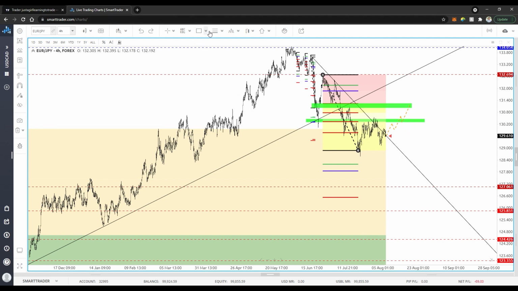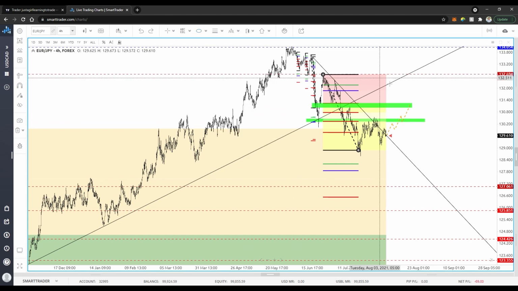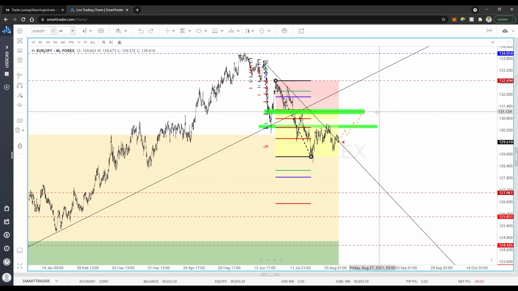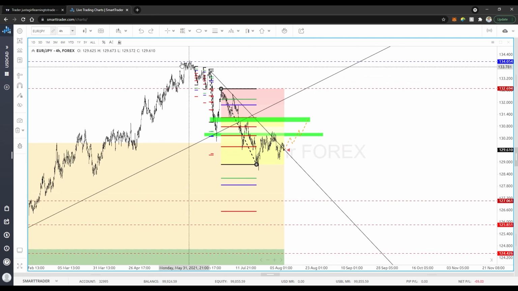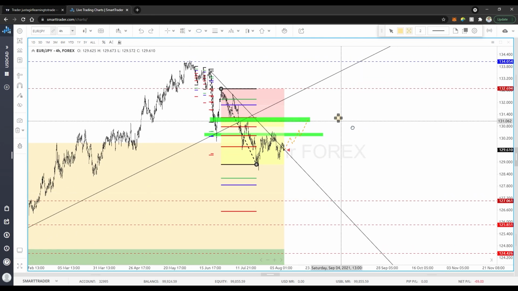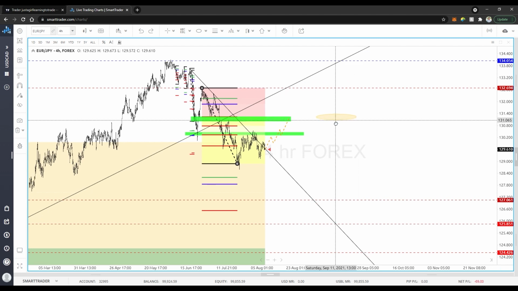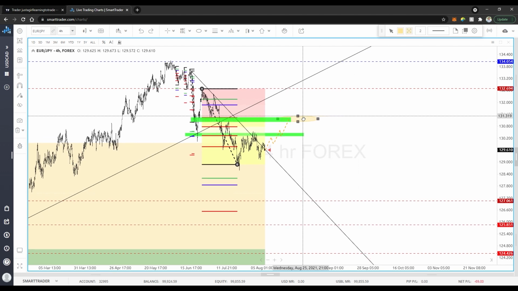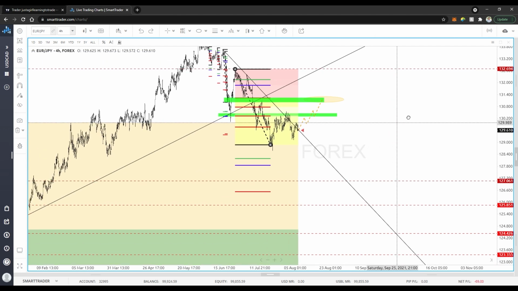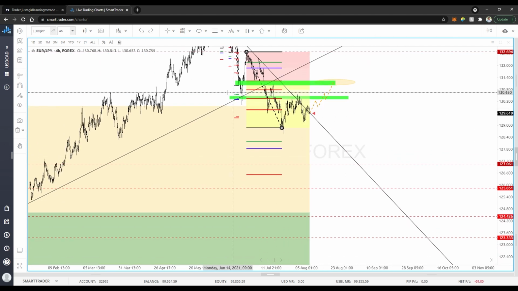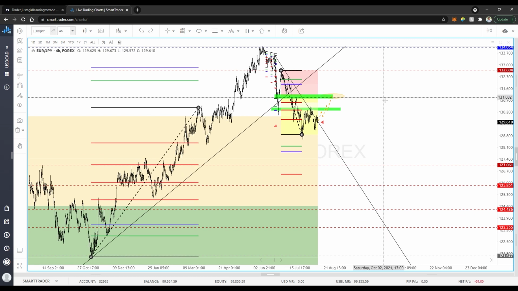Let me get my circle tool or ellipse, because if we saw this, this would be the, oh, Jesus. Hold on, y'all. I'm doing something wrong. Oh, there we go. Okay. So let me move this. So if we saw price come up, that could be a potentially good area to enter for the sell.